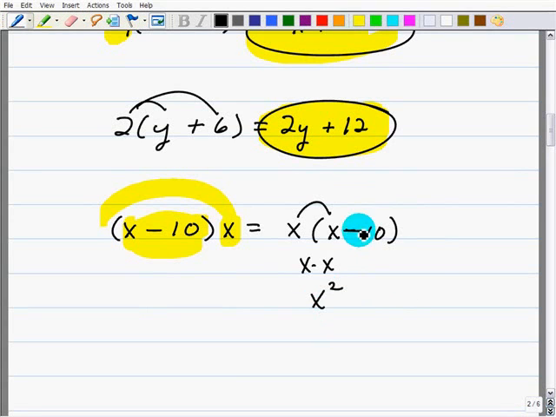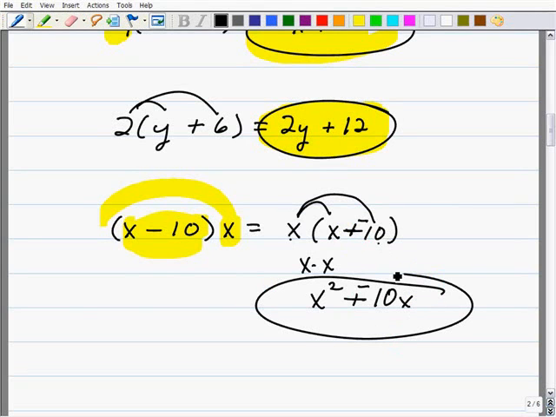Now we have this minus here, and we can go minus x times a positive 10. This is positive and that's positive, so you'll have 10x. And remember, x squared minus 10x is the same thing as x squared plus a negative 10x. So if you decided to rewrite the problem that way, you'd still get the same answer. A positive x times a negative 10 is negative 10x. So get comfortable with these problems.